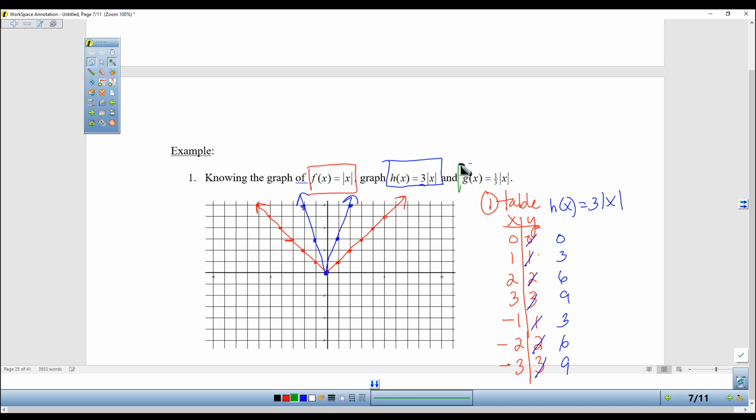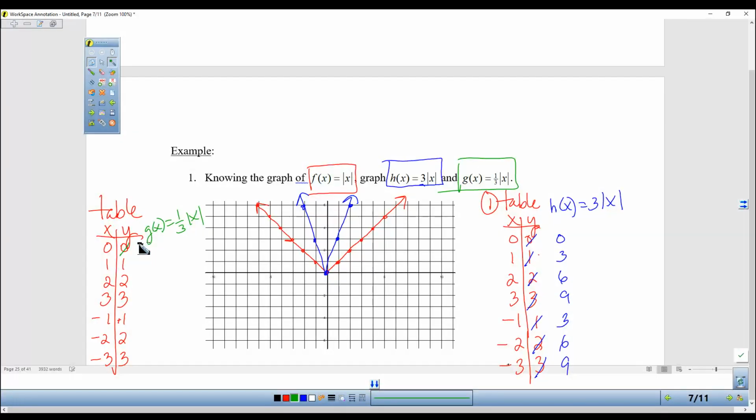If I had been given g of x, I would have started with the exact same table. Always start with the red table. So I say to myself, all right, for an absolute value graph, it's (0, 0), (1, 1), (2, 2), (3, 3). It's good to do the negatives for the absolute value graph because it makes a V. And if you only do the first couple points, you'll think that it makes a line, which it doesn't. Now, g of x is 1/3 these numbers. So I cross them all off as I multiply by a third.